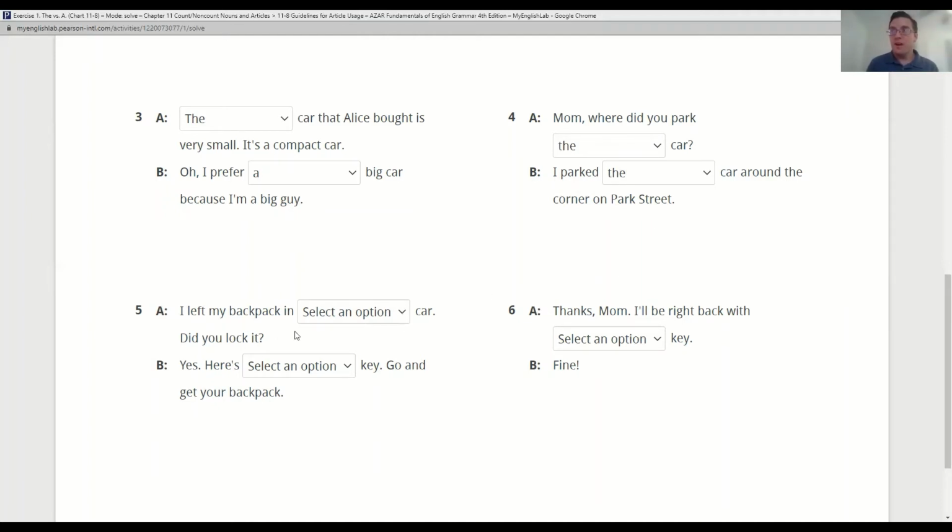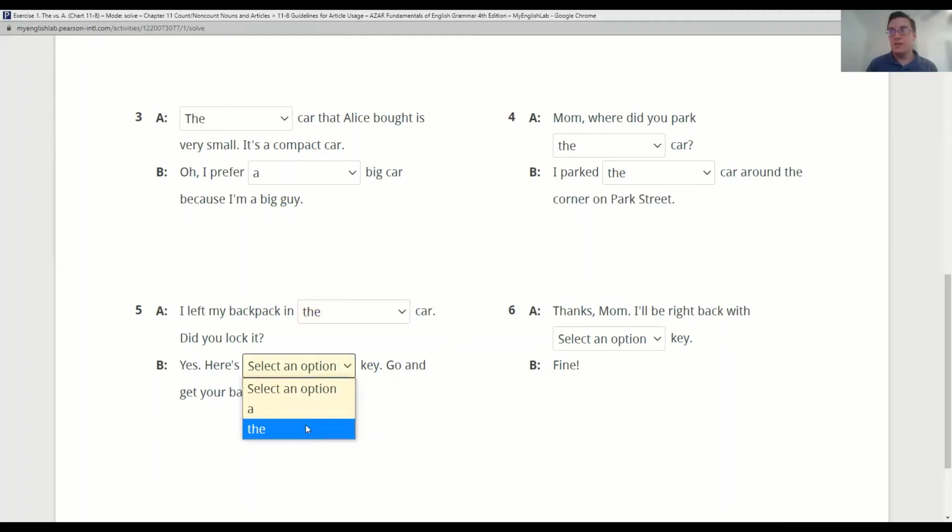I left my backpack in the car. Again, I probably mean my car. I'm talking about the specific car. Did you lock it? Yes.